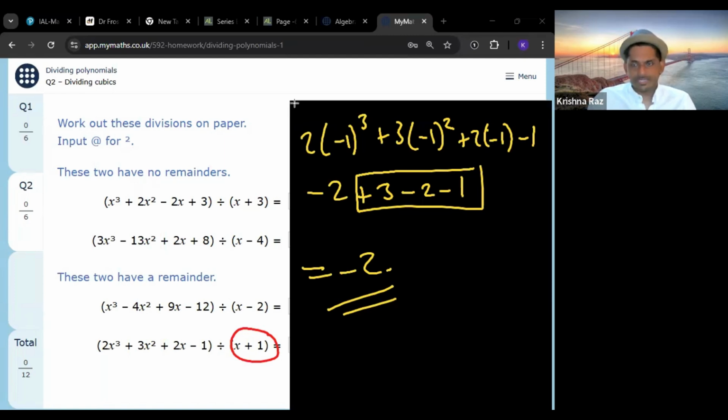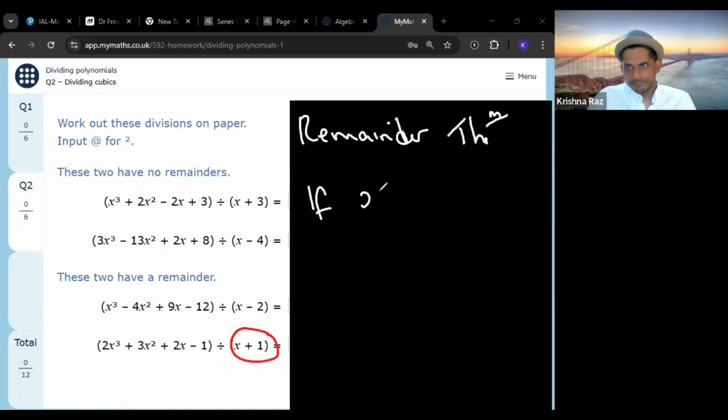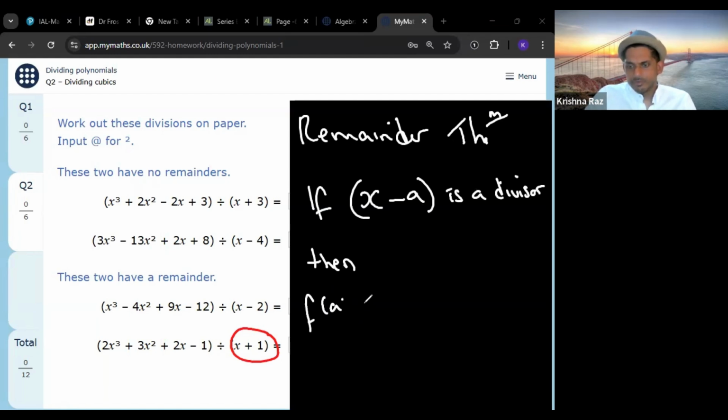It's very similar to the factor theorem. It's just the result. So the remainder theorem states if x minus a is a divisor, then f of a will equal r. Yeah? So let's do a little bit more division.